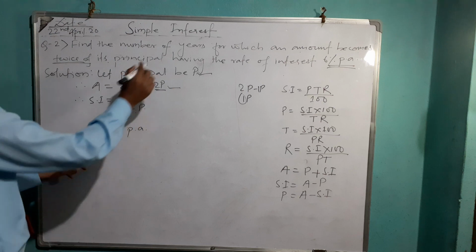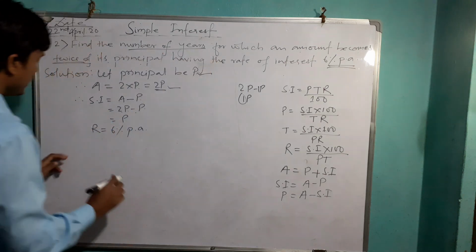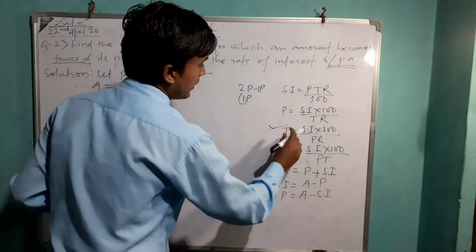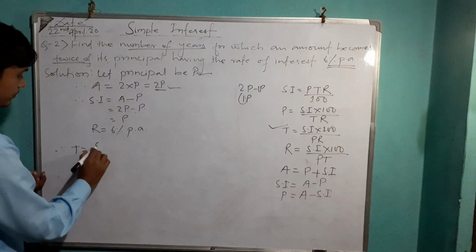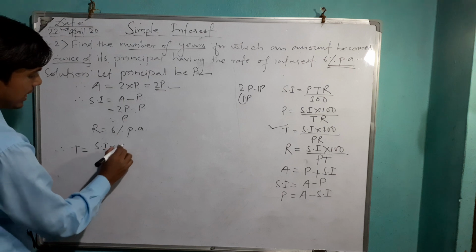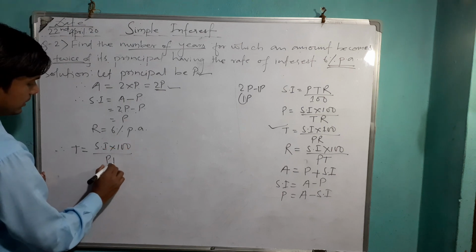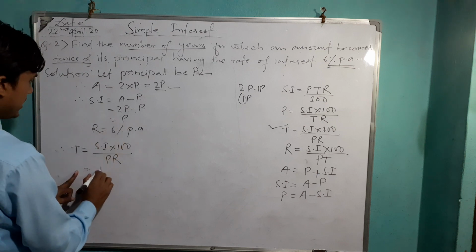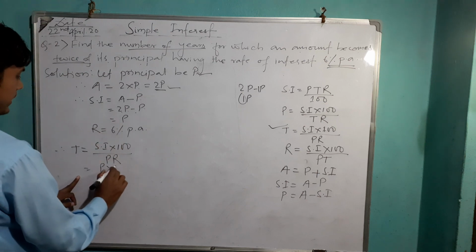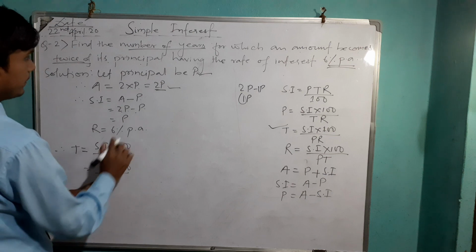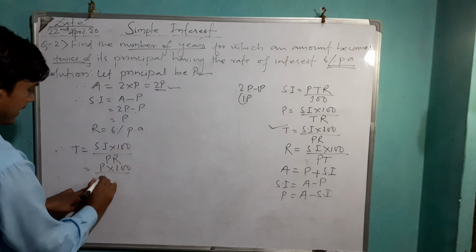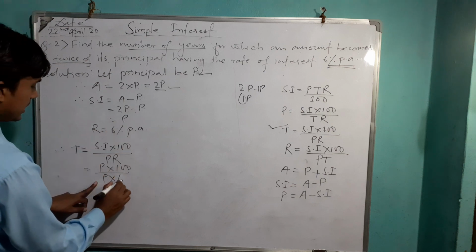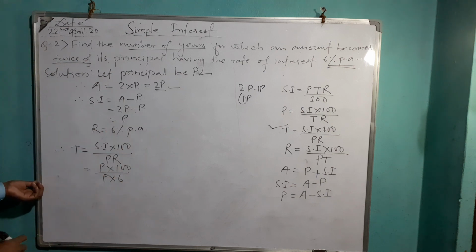Now we are asked to find the number of years. The number of years means time. Therefore time equals, by the time formula, SI into 100 by P into R. The SI we got here is P, so P into 100, and the principal is P itself, so P into rate. The rate is 6%, which I mention here.